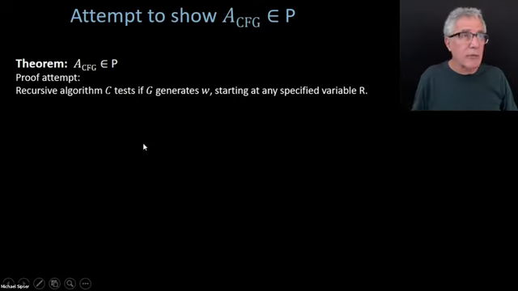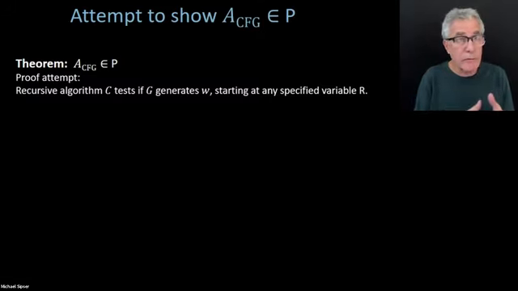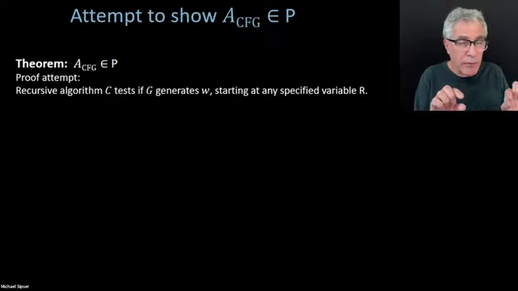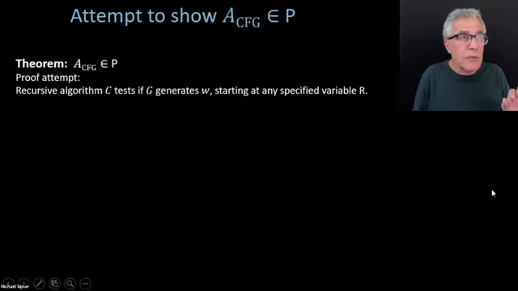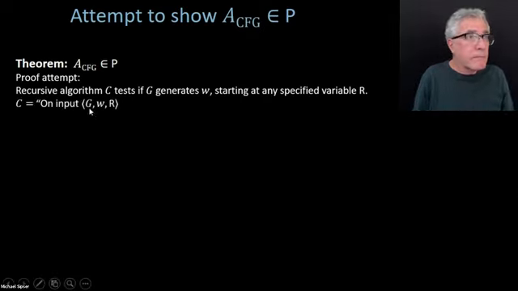The recursive algorithm is going to actually solve something slightly more general. I'm going to give you the grammar, I'm going to give you the string, and I'm also going to allow you to start at some other variable besides the start variable. So I'm going to give you some variable R, and I want to know, can I generate W starting at R? That's my slightly more general problem, which is going to be useful in the recursion. So the input now to this algorithm is the grammar, the input, and the starting variable.